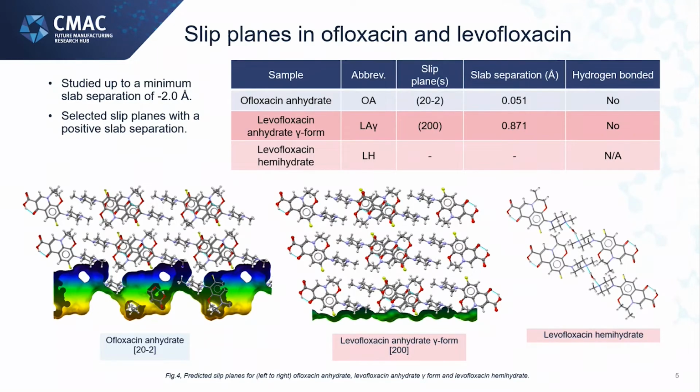So these are the slip planes that we saw. It's quite interesting how in space, both the ofloxacin and levofloxacin anhydrates sit in a very similar manner. However, they have quite distinct slip planes. Ofloxacin anhydrate has a high rugosity. I wouldn't expect it to glide a lot. However, this is not the case with levofloxacin anhydrate. There's a larger slab separation. It's quite flat, and I would expect it, similarly to paracetamol form 2, to have a nicer glide along them. For levofloxacin hemihydrate, there were just no slip planes calculated with a slab separation above 0 angstroms.